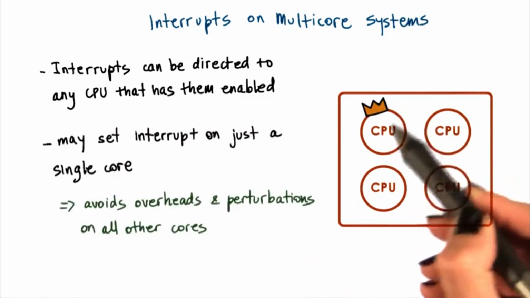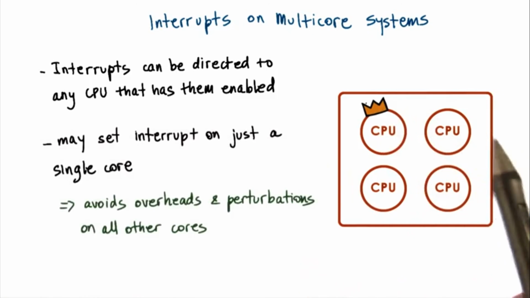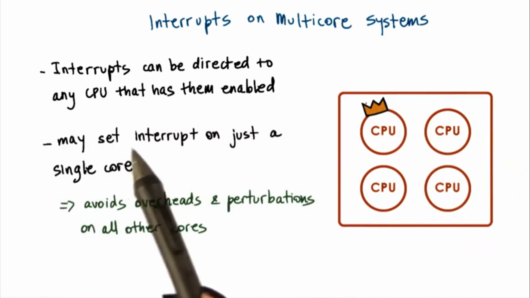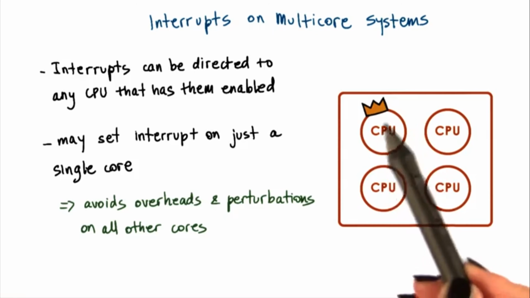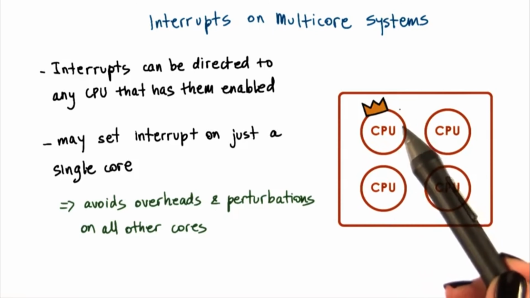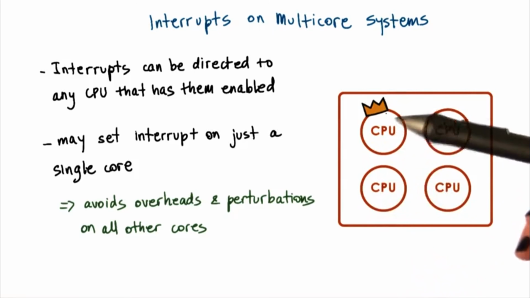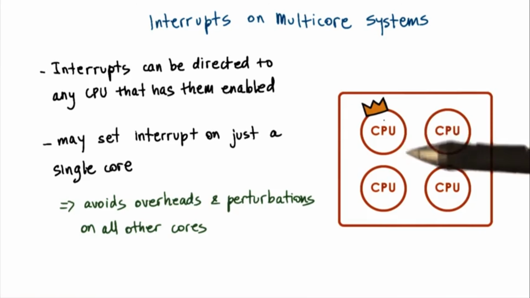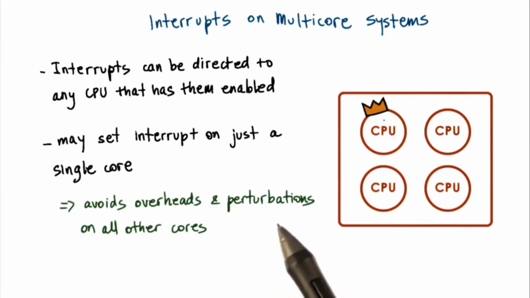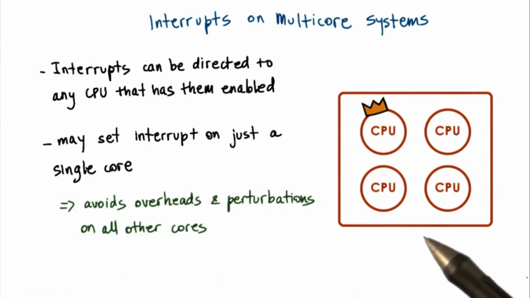What we can do in these multi-CPU systems is specify that only one of the CPUs, only one of the cores, is designated for handling the interrupts. That one will be the only CPU that has the interrupts enabled. And so what that will allow us to do is avoid any of the overheads or perturbations related to interrupt handling from any of the other cores. The net effect will be improved performance.